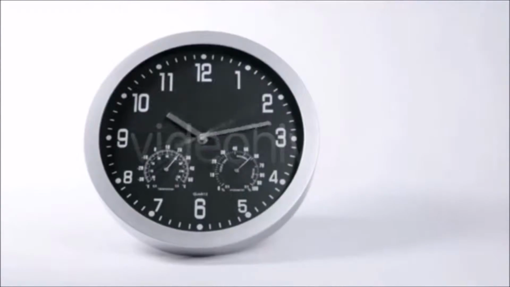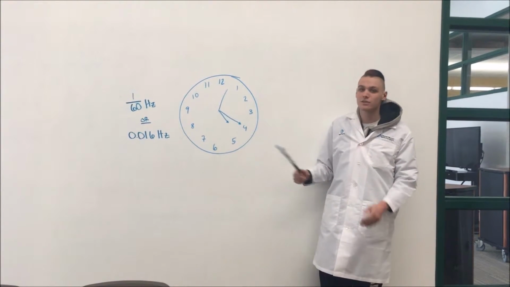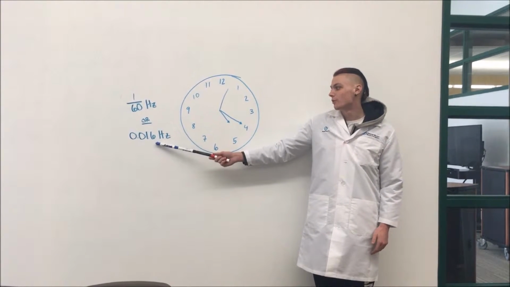Thanks, Sal. To summarize, frequency is how often a vibration occurs. For example, look at this clock. The second hand on the clock goes around once every 60 seconds, making its frequency 0.016 hertz.